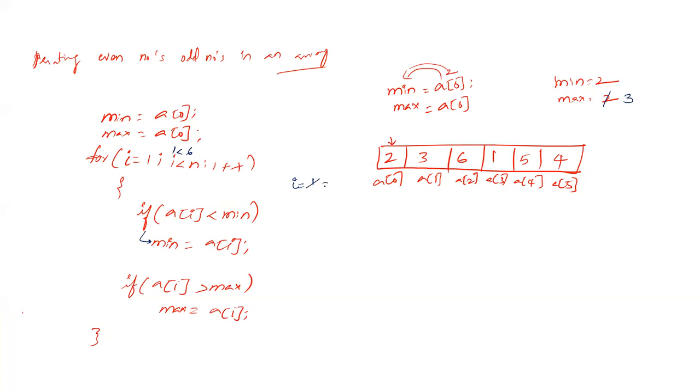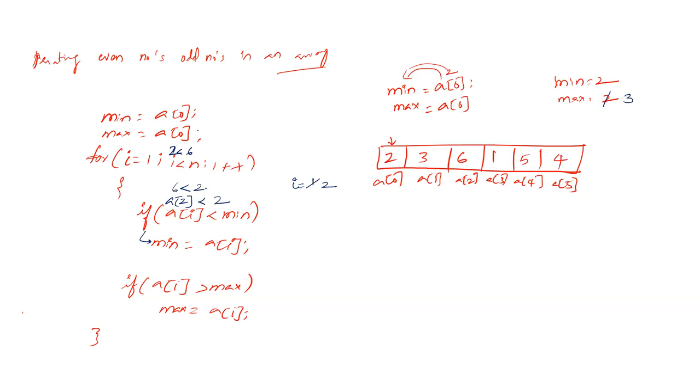I value increments to 2. So 2 is less than 6, yes, it is true. So next, it goes to the next statement, A of 2 less than min value. Does the min value change? No, it is not changed. So what is A of 2? A of 2 is 6.